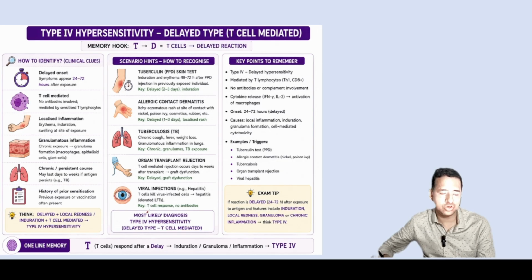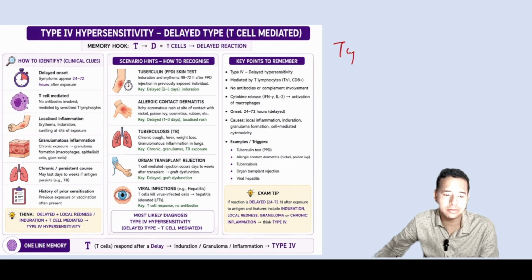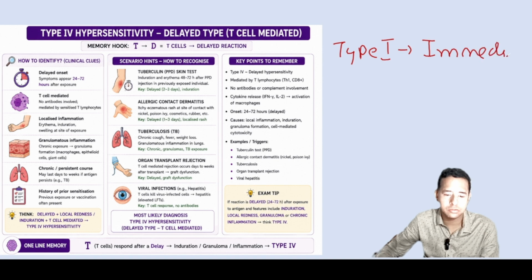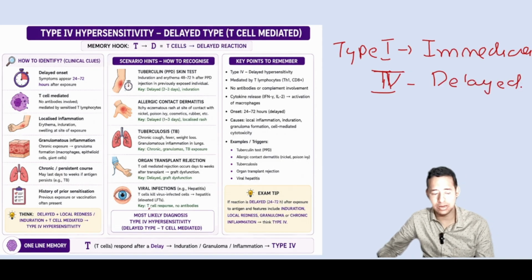So you should not be confused between type 1 and type 4, as type 1 is immediate, and type 4 is delayed. Okay, delayed. So you have to memorize this too.